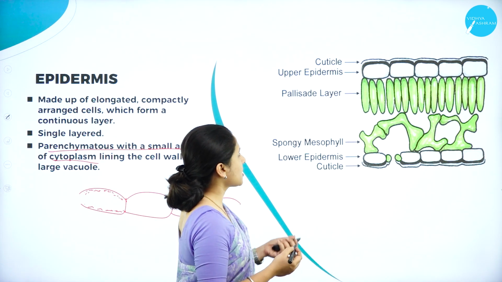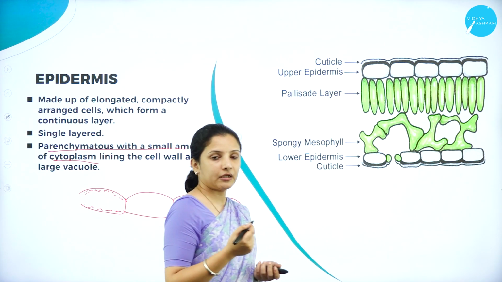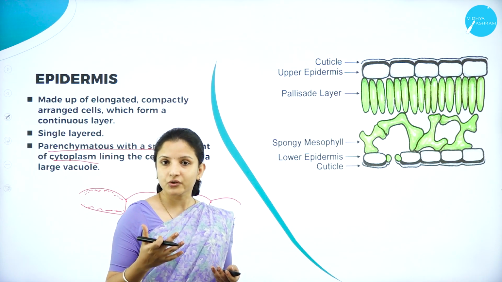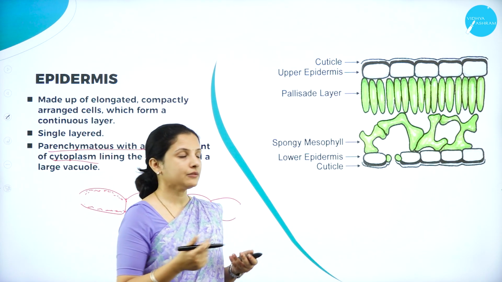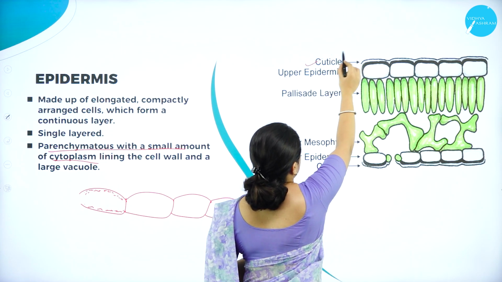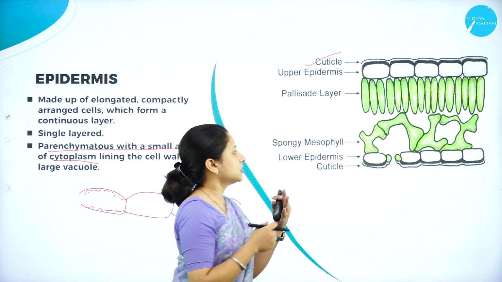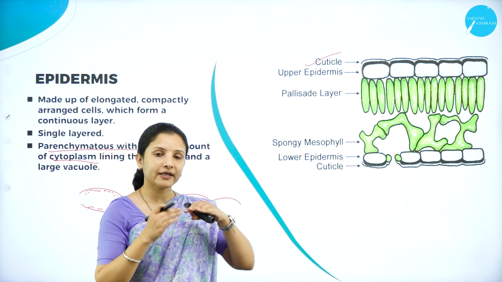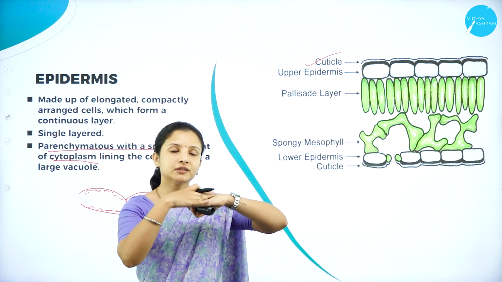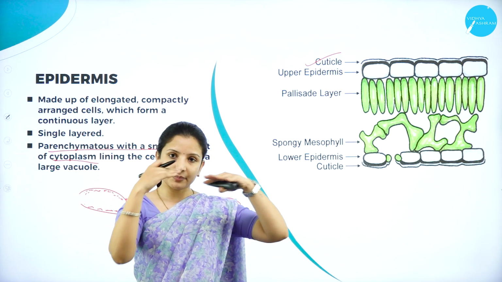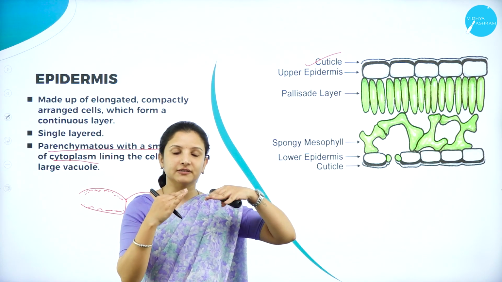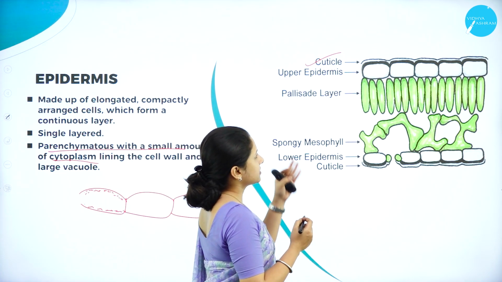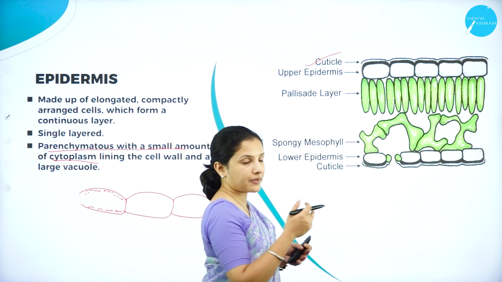So you can see the image here. Outer to the epidermis, there is one more layer that is present called a cuticle. This cuticle is nothing but a waxy layer that is present above the epidermis. The epidermis is again of two types, the upper epidermis and the lower epidermis. Why is it upper and lower? Because the leaf will have an upper surface as well as a lower surface, right?